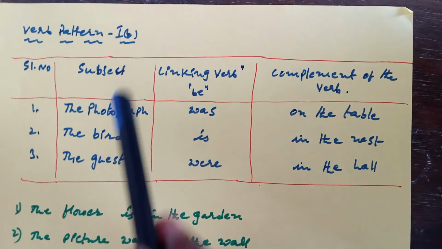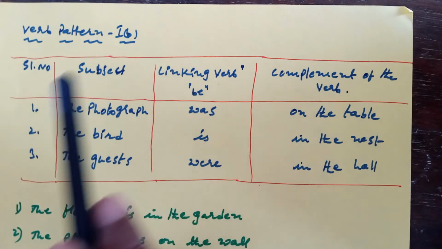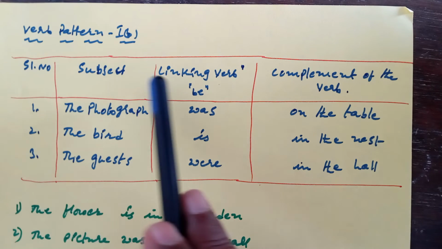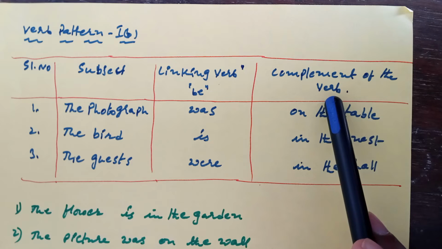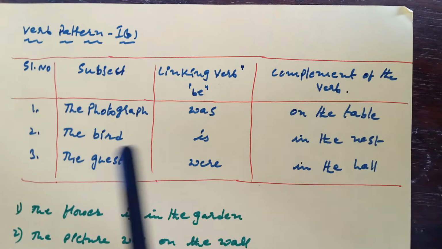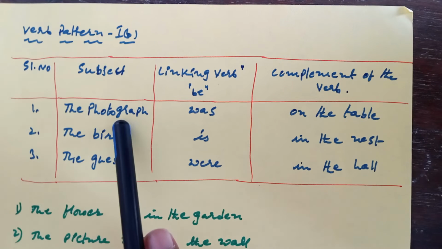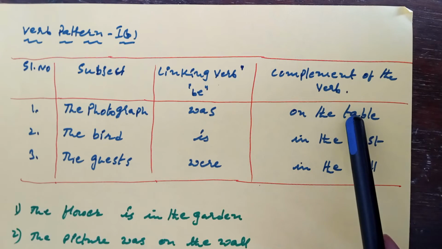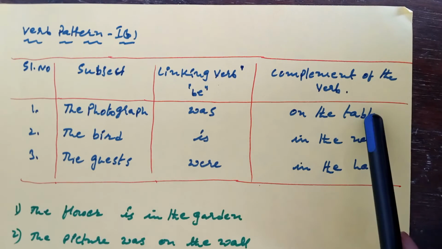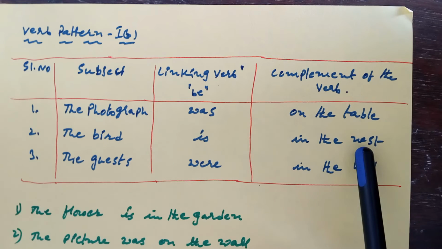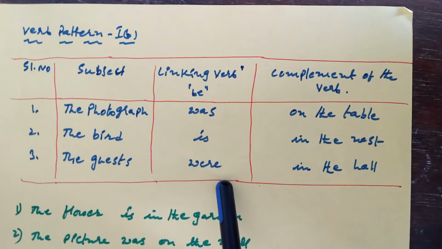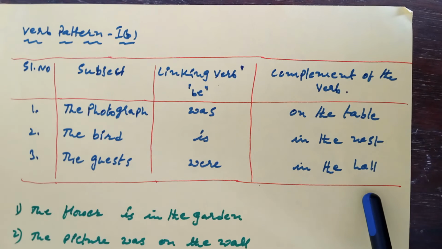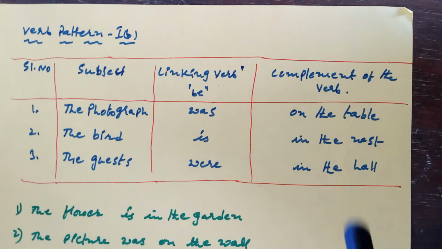Next, verb pattern 1B: subject, linking verb BE, complement of the verb. Given example sentences: The photograph was on the table. The bird was in the nest. The guests were in the hall. The subject-verb agreement remains the same as in the previous pattern.